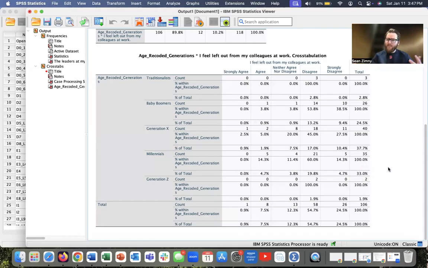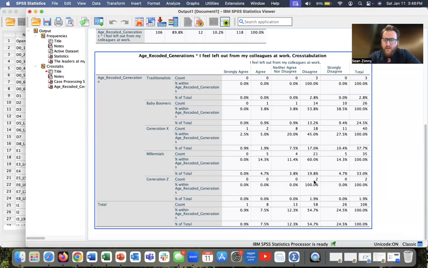And then talk about, well, why is that significant? That means maybe more millennials feel like that disagree that they're left out of colleagues at their work, that they feel that they are connected to their colleagues. Or, for instance, you could say Gen Z 100% disagree compared to 60% of millennials. So more millennials think that they are left out from their colleagues at work. So they're disagreeing that they feel left out, so that they are not left out. So they feel like they are in touch with their colleagues. You could look at combining these numbers too, right? So 53.8% and 38%, what would that be?